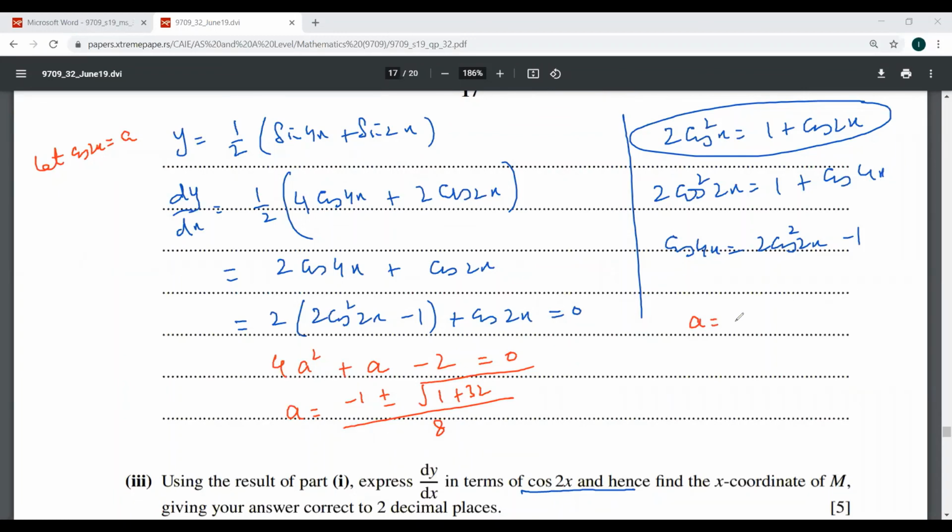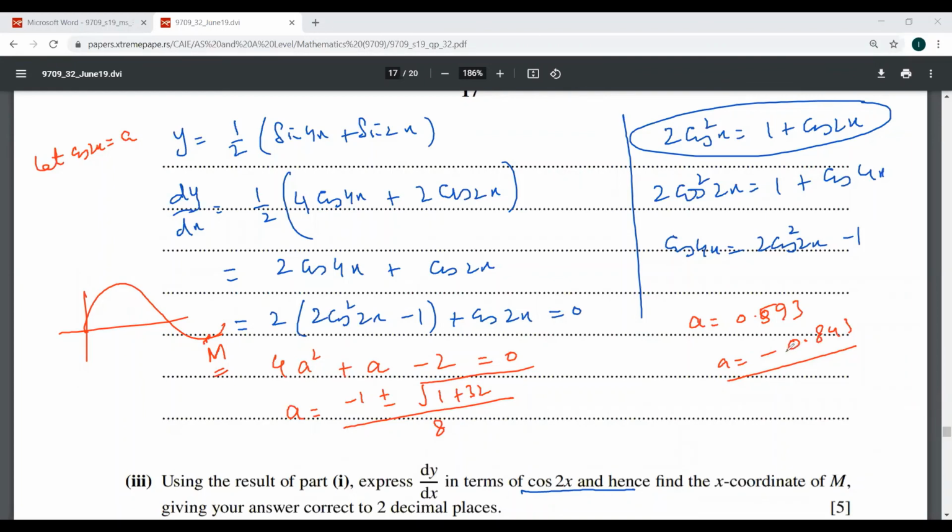Yes. We have a hint here. a has to be between 1 and minus 1. Okay, we'll ignore anything which is beyond that. So 0.593 and minus 0.843. Okay, I will be ignoring this a as negative, because if you go back to the diagram, it is something like this, and you have your M over here. This M has to have a positive value. So I will be ignoring this.